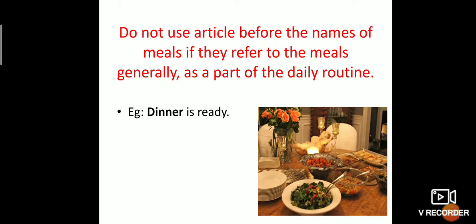With material nouns also, we do not use any article. Like gold, silver, water, we will not use articles with them if they are used as material nouns. Clear? But yes, of course, when we are talking about some particular thing, there we'll use the article.